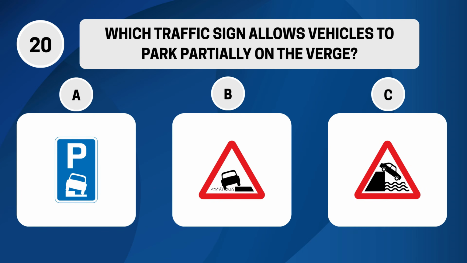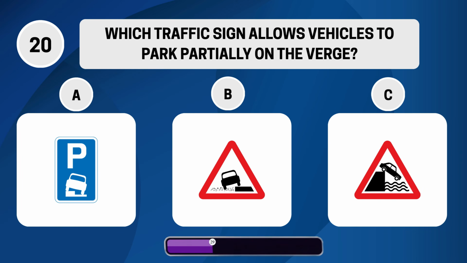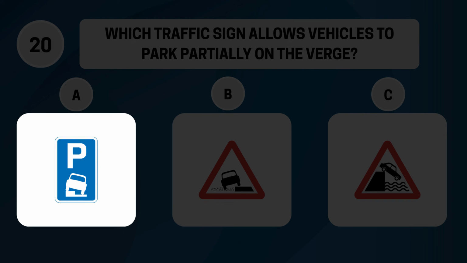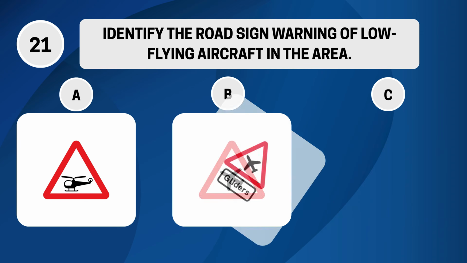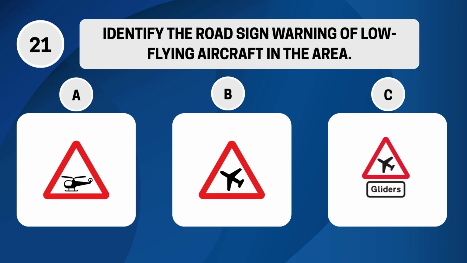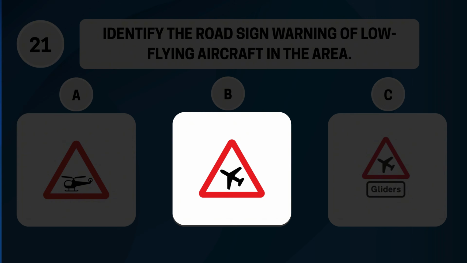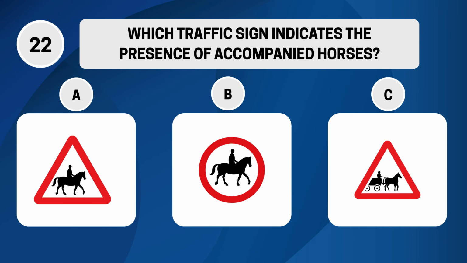Which traffic sign allows vehicles to park partially on the verge? Identify the road sign warning of low-flying aircraft in the area. Which traffic sign indicates the presence of accompanied horses?